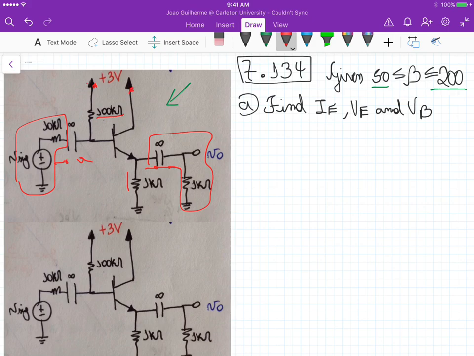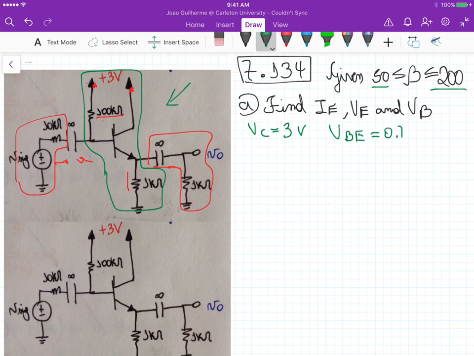Okay, so now that we have this simplified circuit, just this green part here, we can start doing a DC analysis. So first thing is that we know that VC is equal to 3 volts, right? And we can also assume active mode operation, so that VBE, because it's an NPN transistor, is equal to 0.7 volts.